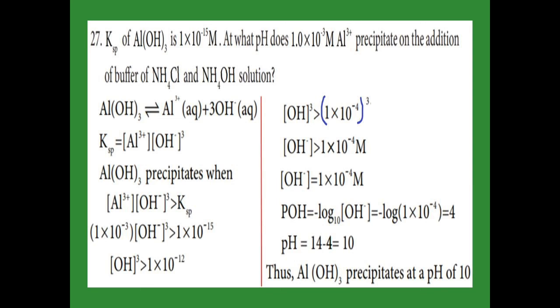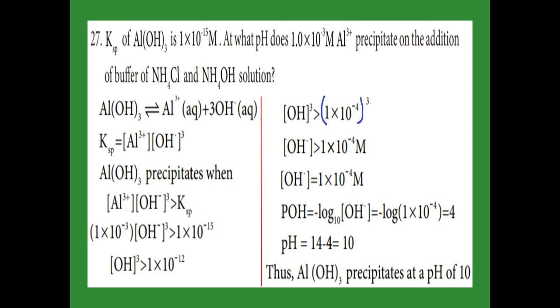In the ionic product, the concentration of aluminum 3+ is given as 1 × 10^-3 in the problem, but OH- we don't know, so we keep it as [OH-]^3. Then the solubility product given in our problem is 1 × 10^-14. Putting in that value, we get [OH-]^3 equal to 1 × 10^-12. That we can write as (1 × 10^-4)^3.